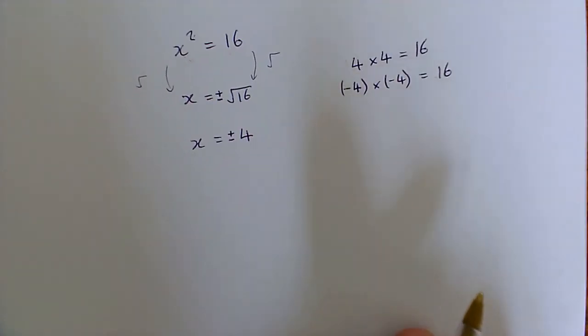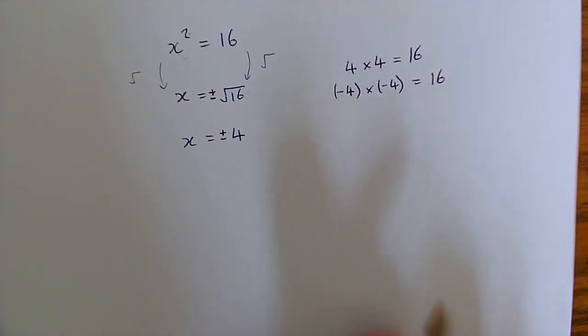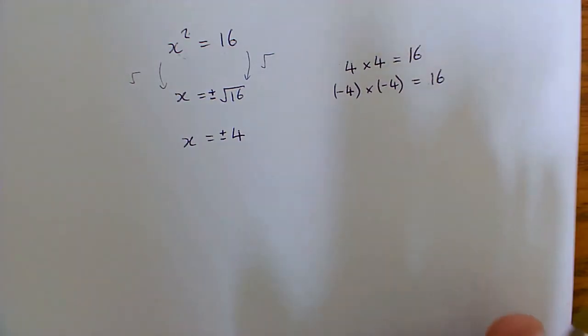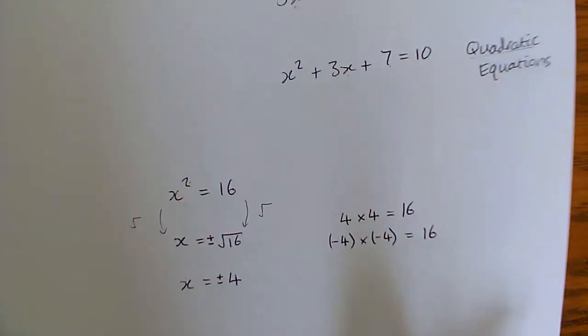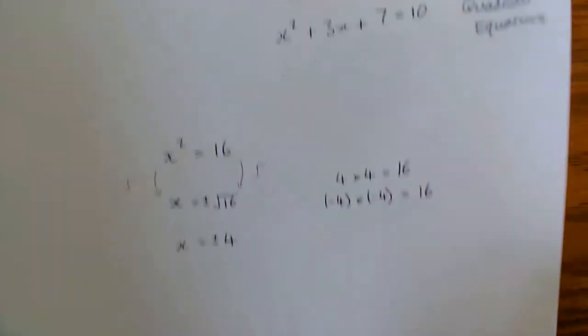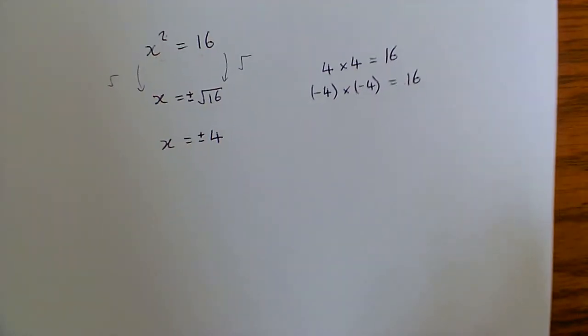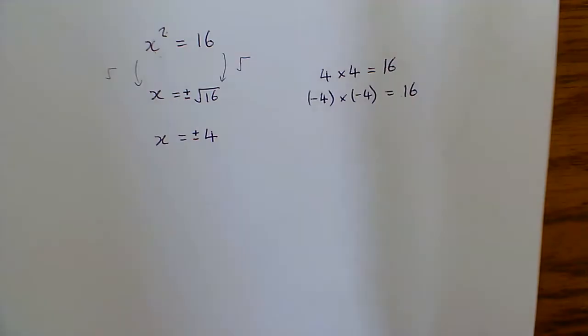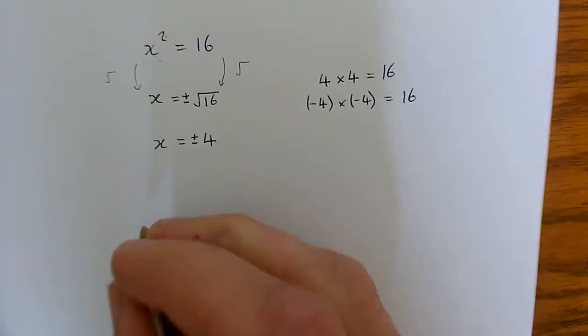And so that is what makes these equations a little bit trickier. You get 2 solutions, and you'll find that even with our more complicated quadratics, like this one, you'll always get 2 solutions when you have a quadratic. Now, there's actually a slight complexity to that I'll show you in a second.